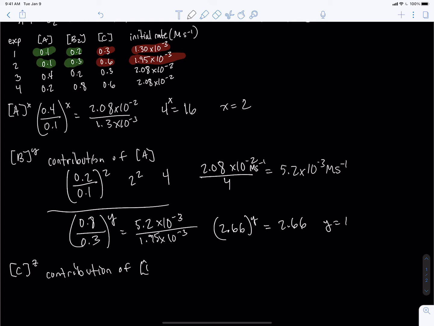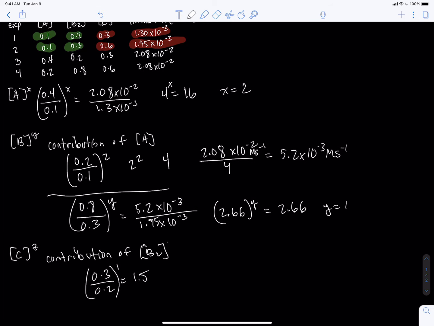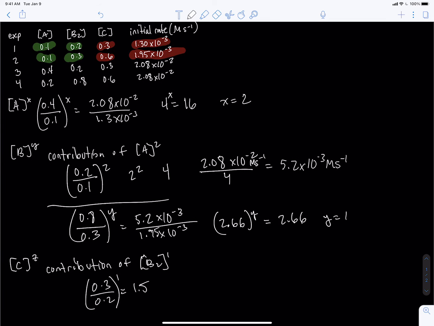I'm sorry, the concentration of B. What's the contribution to the change in the rate for that? Well, we do the same thing. We say, okay, well, we're going from 0.2 to 0.3 as we go from experiment 1 to experiment 2, and we divide those. Of course, this is raised to the first power because we're looking at a first order reaction. And so we know that the contribution to the rate as we go from experiment 1 to experiment 2 is that it's been multiplied by 1.5. That is what B is contributing there.